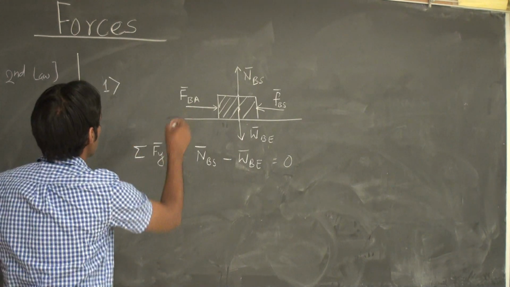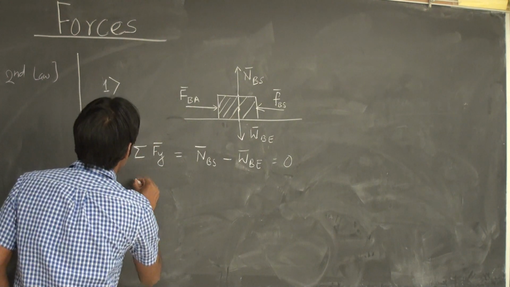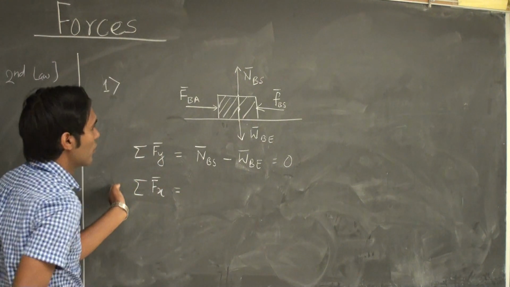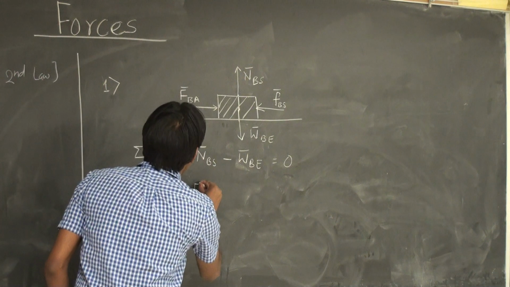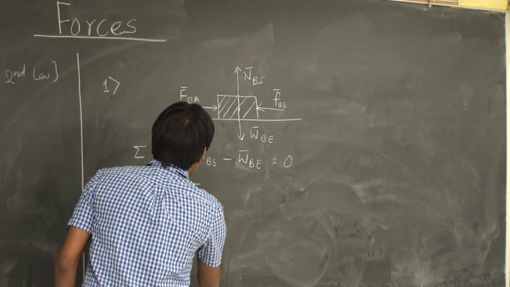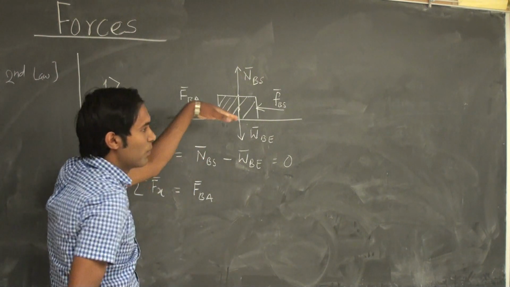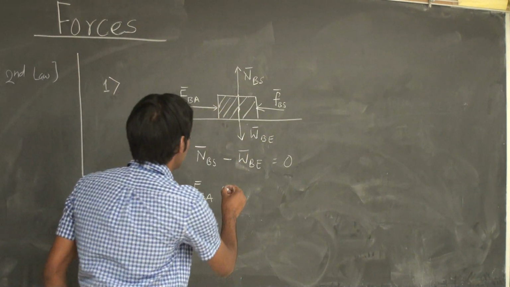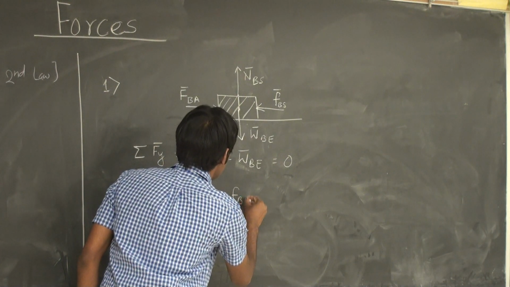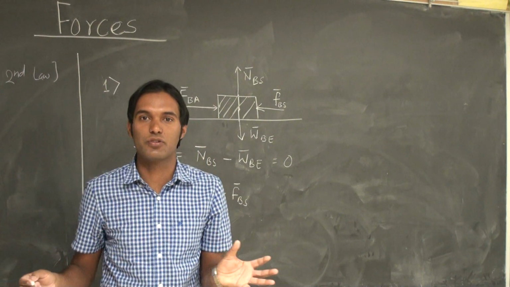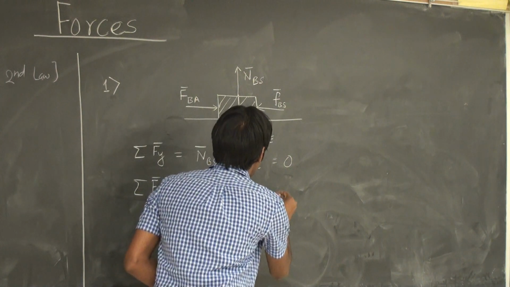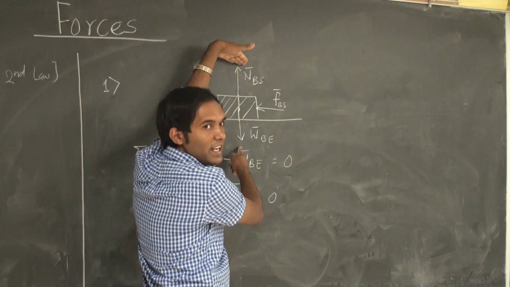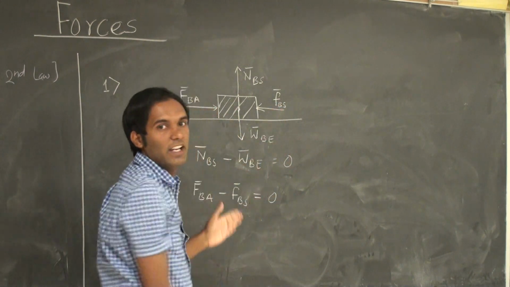And what about the other forces along the horizontal direction? The sum of the forces along the horizontal direction is FBA, that is going towards the right, that is taken as positive, and the frictional force that is going towards the left, that is taken as negative. And the sum of these two forces should go to 0. So the normal force and weight are balanced to each other, and these two forces are balanced to each other.